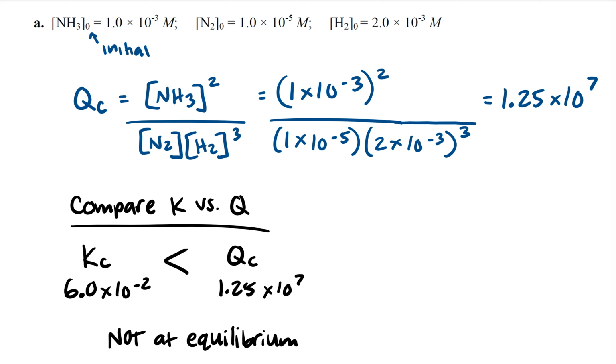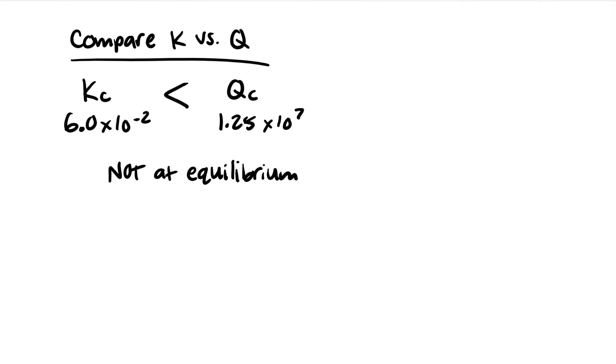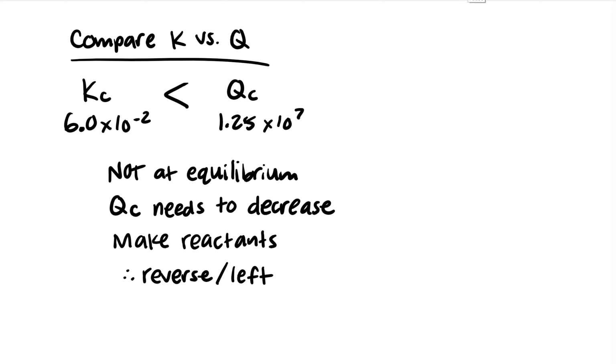So right now I can see here that Q is too big. So the value of Q needs to decrease. And so this system is going to favor making more reactants so that the value of Q does decrease and eventually equal K. Therefore, the reaction is going to proceed in the reverse direction, or you could also say left, in order to establish equilibrium.